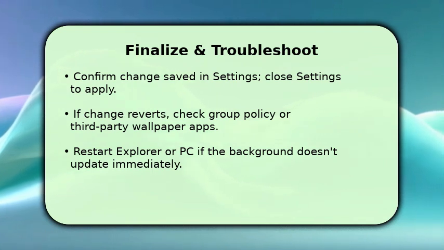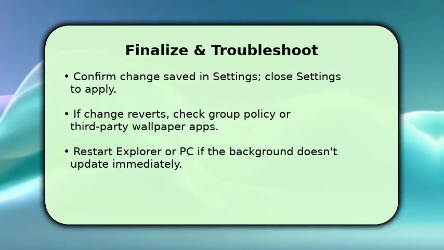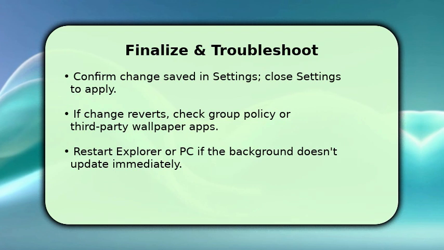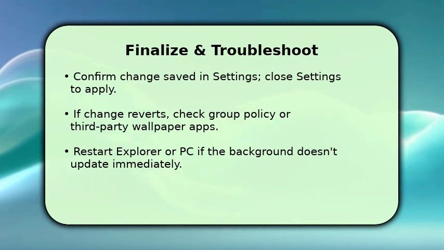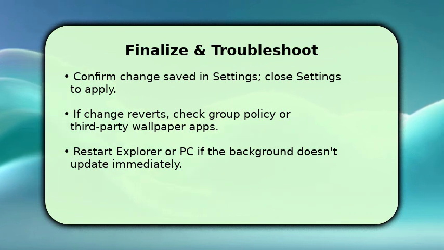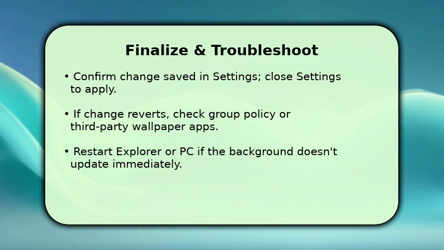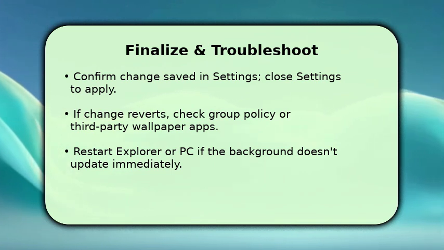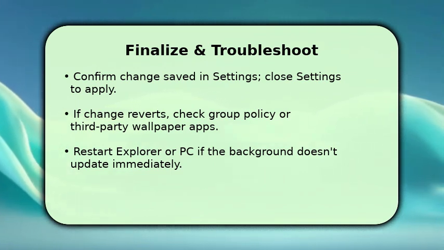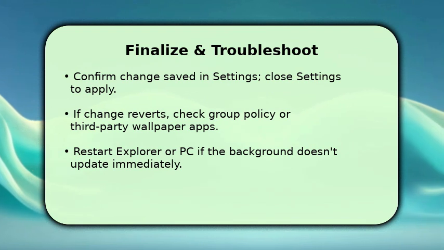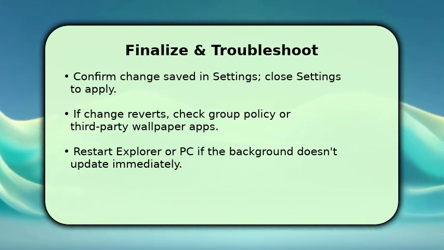If the desktop reverts later, make sure no third-party wallpaper manager or company group policy is overriding your choice. Check Task Manager for background apps. When the wallpaper fails to update, restart Windows Explorer. Open Task Manager, find Windows Explorer, right-click Restart. If that still fails, reboot the laptop and verify the image file remains in place. Moving or deleting it will cause Windows to revert to default.